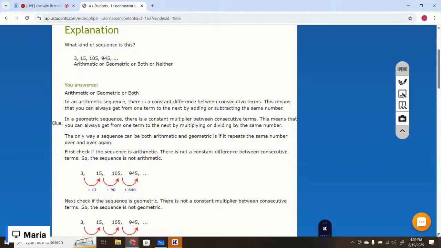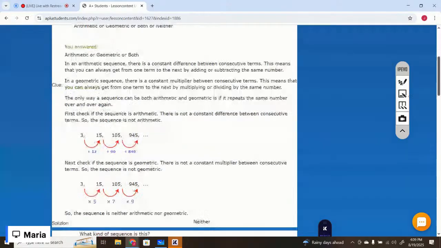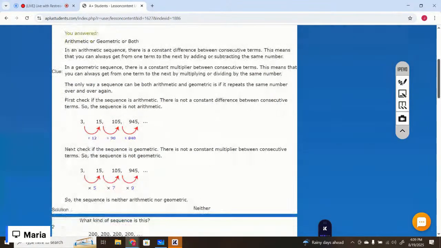The only way a sequence can be both arithmetic and geometric is if it repeats the same number over and over again. So if the same number is repeating again and again, then that means it is both arithmetic and geometric. Let's look at the given example now.